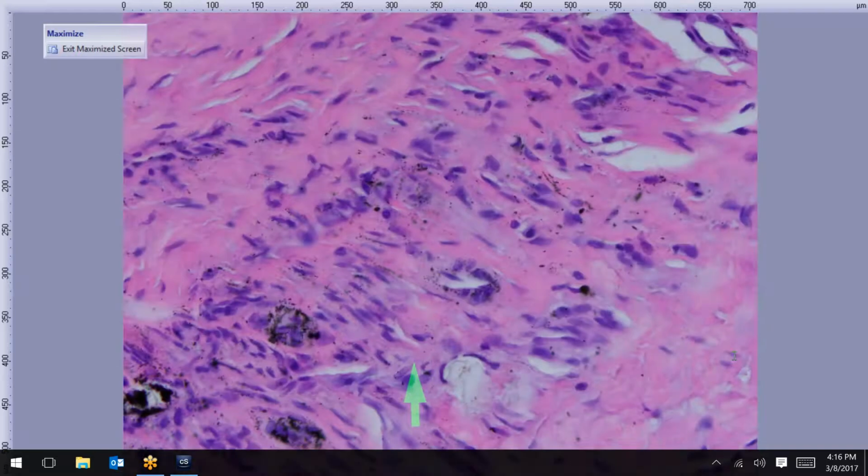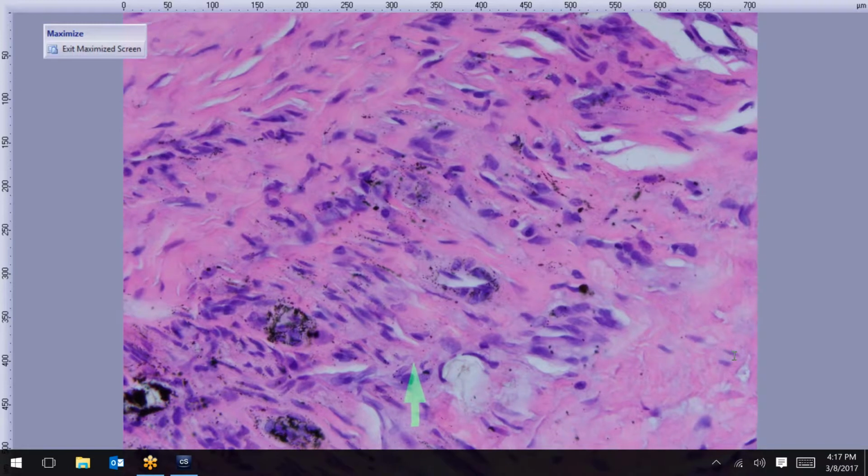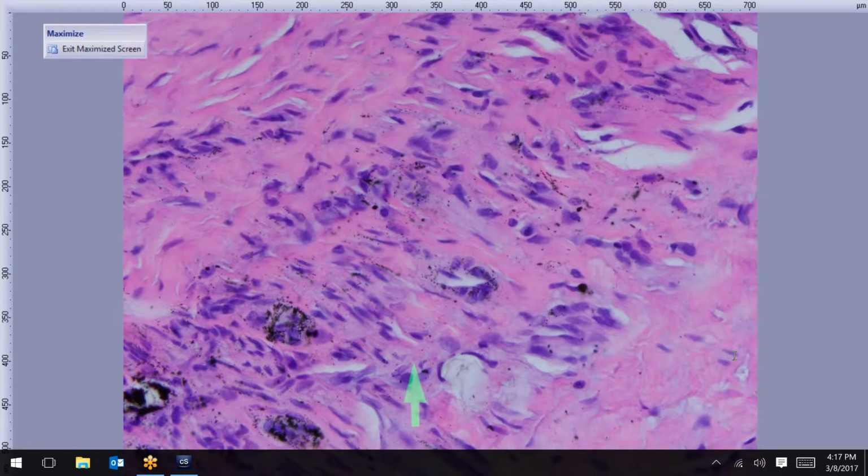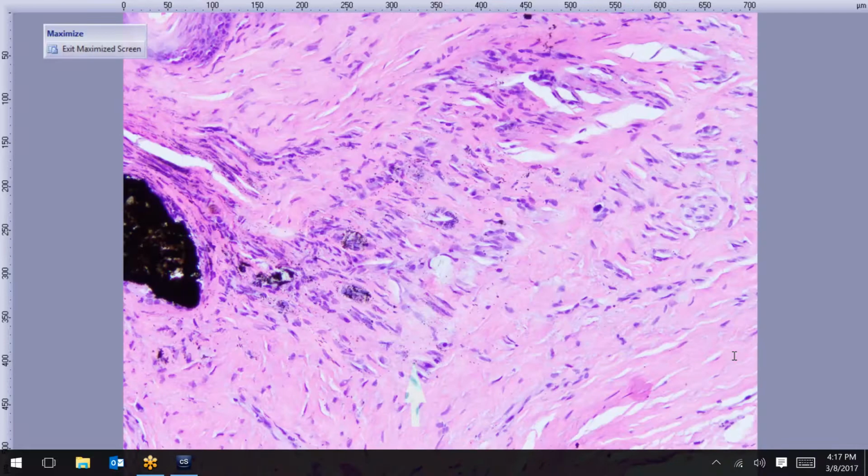Dark black particles. Hopefully you guys are seeing these images okay. From what we see here, it looks like it should be pretty good for you. That's amalgam tattoo. All right, somebody said they're great, so that makes me happy.